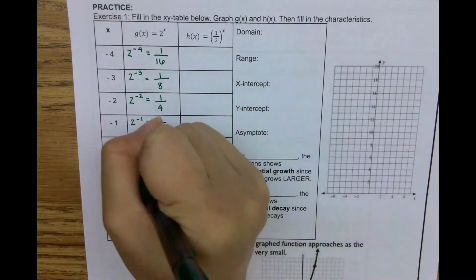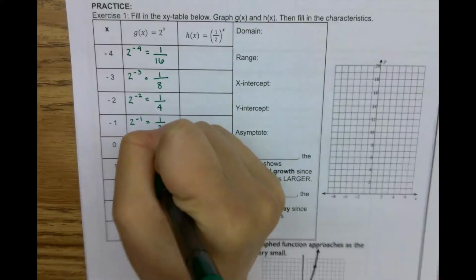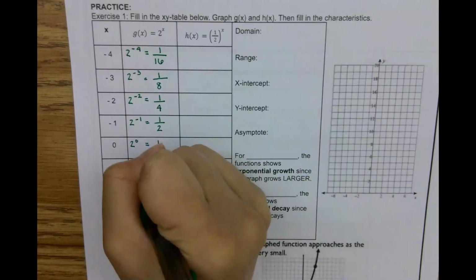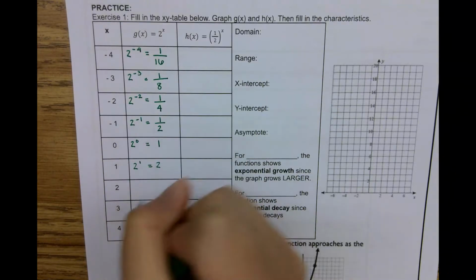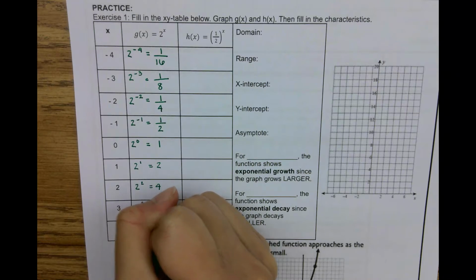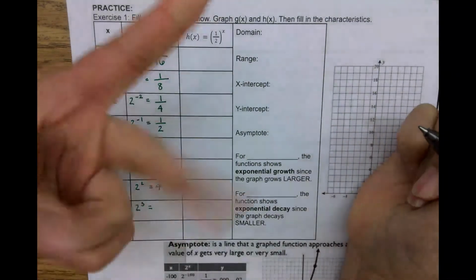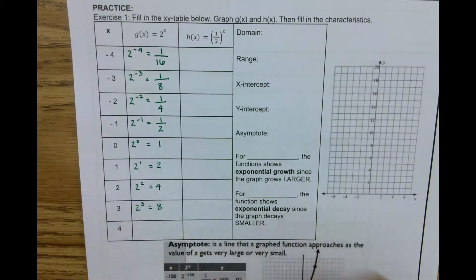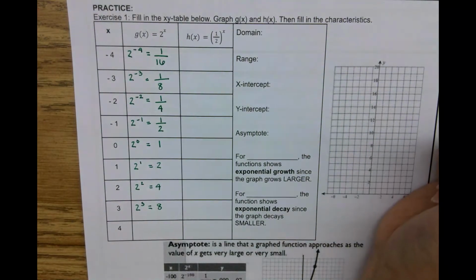2 to the 0 power, we know anything to the 0 power is 1. 2 to the first is 2. 2 to the second is 4. 2 to the third, we know 2 times 2 is 4, times 2 gives you 8. So 2 to the third is 8. Okay, 2 to the fourth.